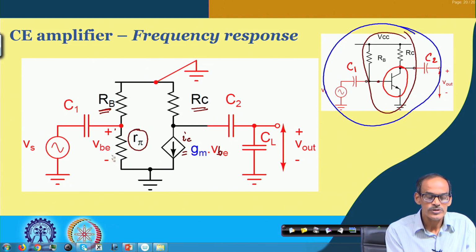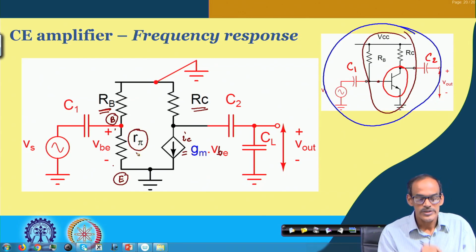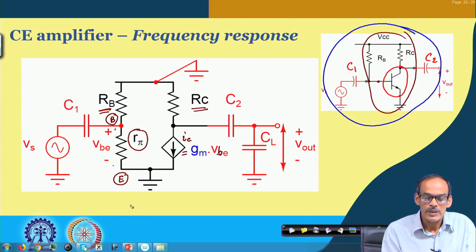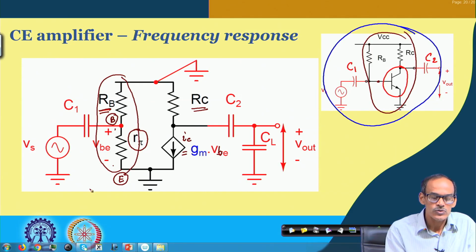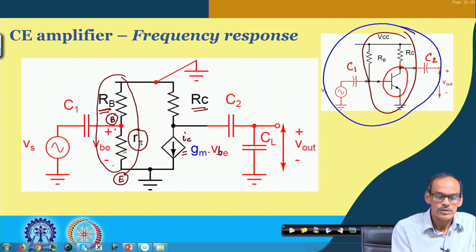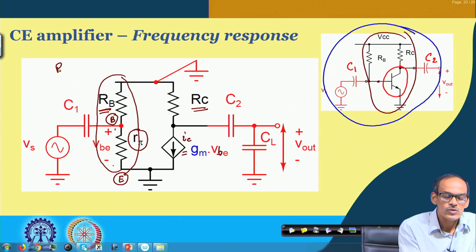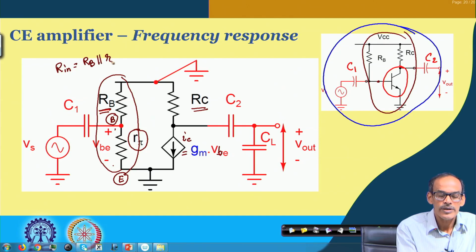So, this VBE is of course the voltage between the base and emitter terminals, or the voltage across this R pi. Here again, it is straightforward to convert into R in, or equivalent input resistance. So, R in equals R b in parallel with R pi, and typically this is dominated by R pi.